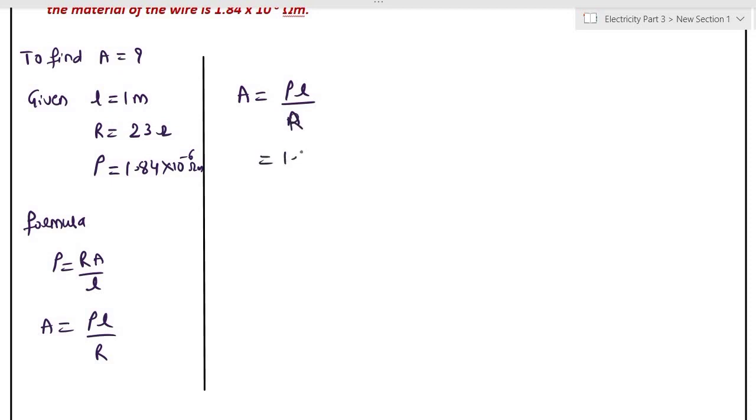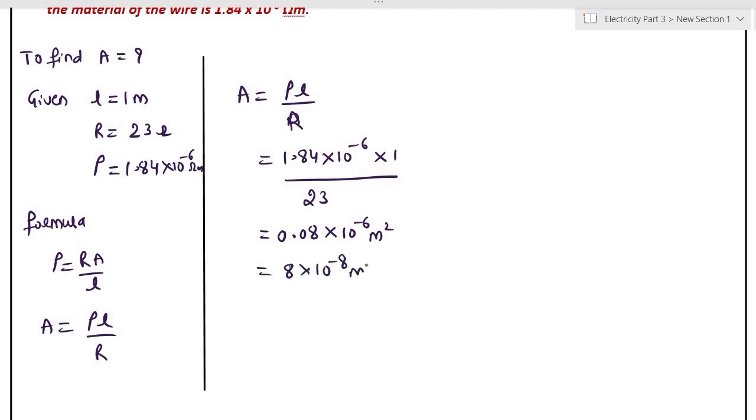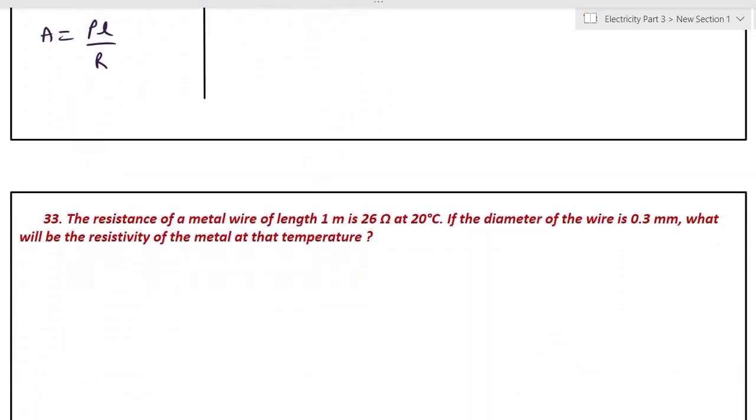What is rho here? 1.84 into 10 to the power minus 6, and what is length here? 1, and R is how much here? He had given 23. So when we simplify this, we will get 0.08 into 10 to the power minus 6 meter square. It can be written as 8 into 10 to the power minus 8 meter square. This is the area of cross section of a conductor. Let us move to the next question now.